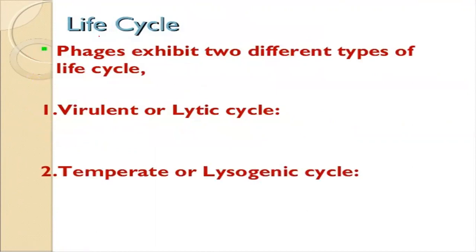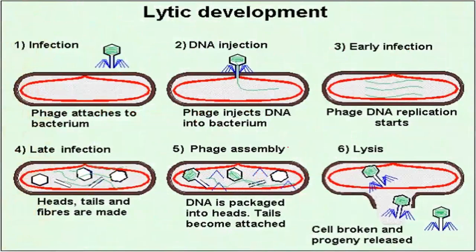There are two types of life cycles of bacteriophages. Number one is virulent, which is lethal for bacteria, and the bacteria are destroyed and die. That is called the lytic cycle. The other one is temperate, which is called the lysogenic cycle. So let's go through both of them.